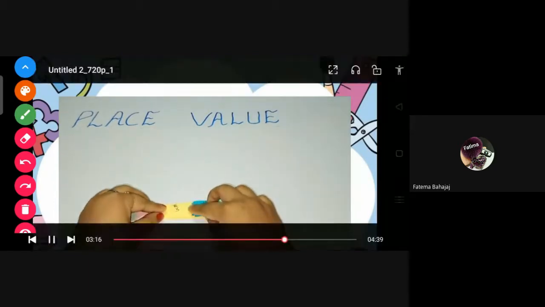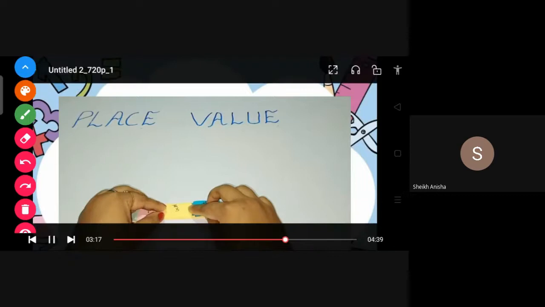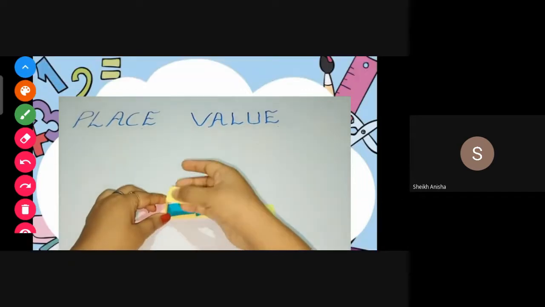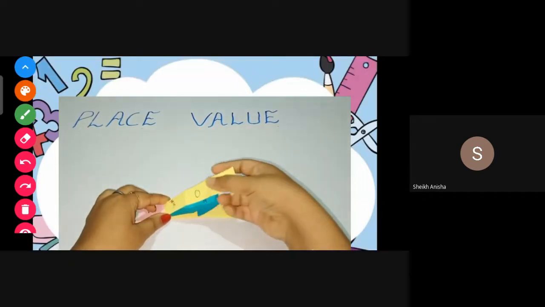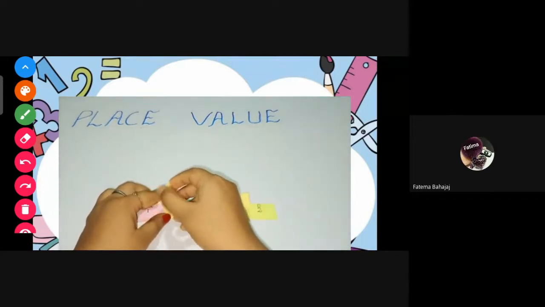Then again, the place value of this 3. What do you think? It is at the thousands place. So what is the place value of 3? 3,000. Let's see. It comes to 3,000. Now again she is opening 3,000. Understood? This way, whenever you open it, you will get the place value.